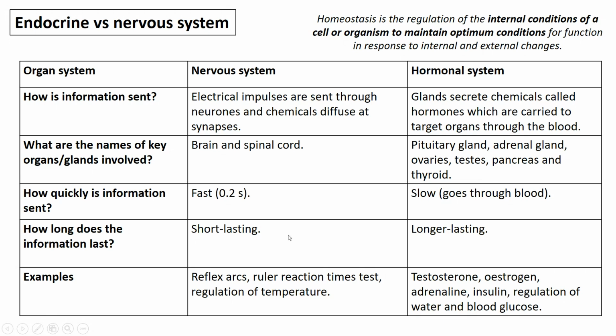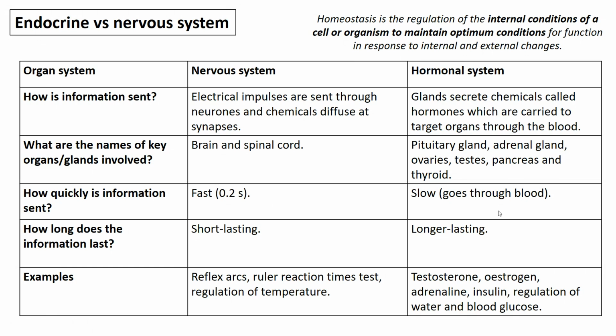Information is very quick through the nervous system. It enables us to respond very quickly to our surroundings, whereas our hormonal system tends to be slower. So we're talking 0.2 seconds for a coordinated response in the nervous system, whereas in a hormonal system, it could actually be years. For example, puberty lasts over a long, long period of time.